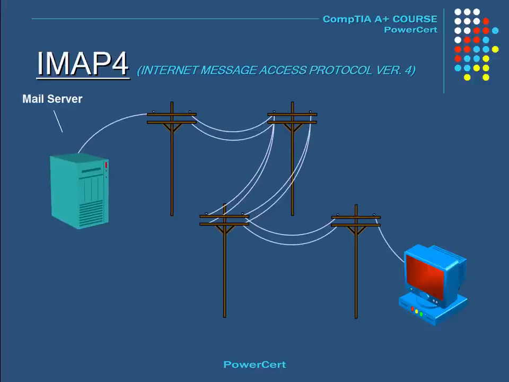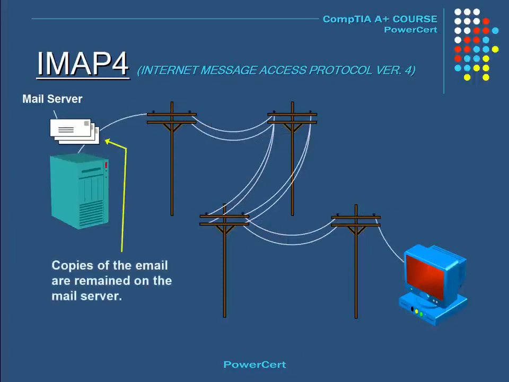IMAP4 is another protocol that is used for receiving email. IMAP4 is similar to POP3 because they are both used for retrieving email from a mail server. But IMAP4 has better features. With IMAP4, you can access and manage your email on the server from your local computer. So if you wanted to read your email and keep a copy of it on the server, IMAP4 will allow you to do just that.